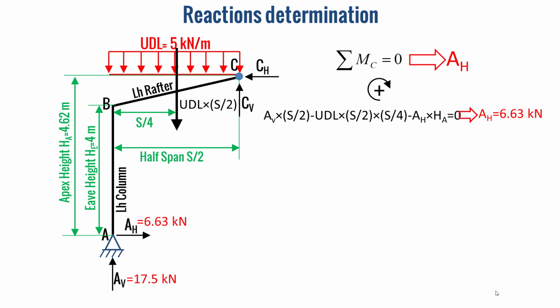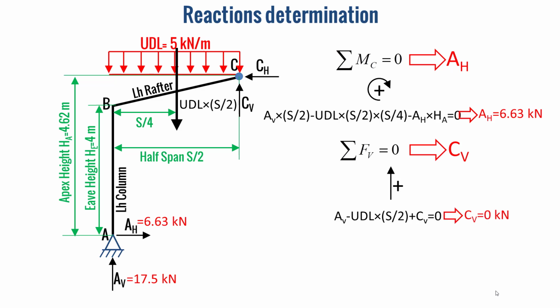Now, if we apply the forces or the equilibrium of forces along the vertical direction, we will obtain the vertical reaction at the point C, CV. So if we consider the upward direction as the positive direction and we apply the equilibrium equation, we will find CV equal to 0 kilonewton.